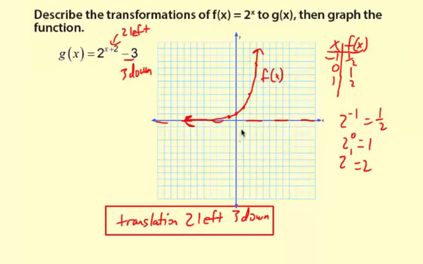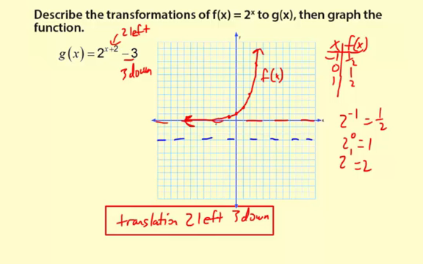Get a different color. Now, a translation 3 down for this exponential growth means the asymptote is going to be translated down 3, and I'm going to use that as a base for my graph. See, that'll help me line things up. Now I'm going to translate each one of the 3 points that I made. So let's see, 2 left and 3 down.